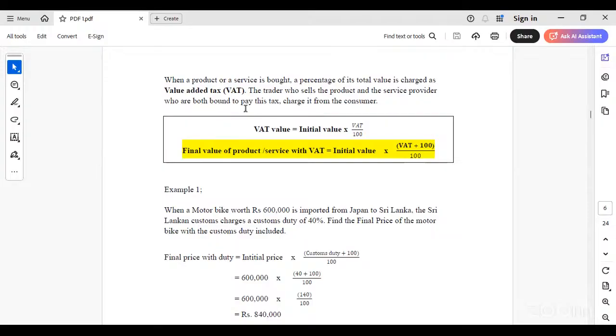Because he has to pay some value to the government, so he has to charge that back from the consumer. So that's called VAT, the value added tax. For that also we have two equations here. VAT value equals the initial value times VAT over 100, and the final value of the product or service with VAT equals the initial value times VAT plus 100 over 100.